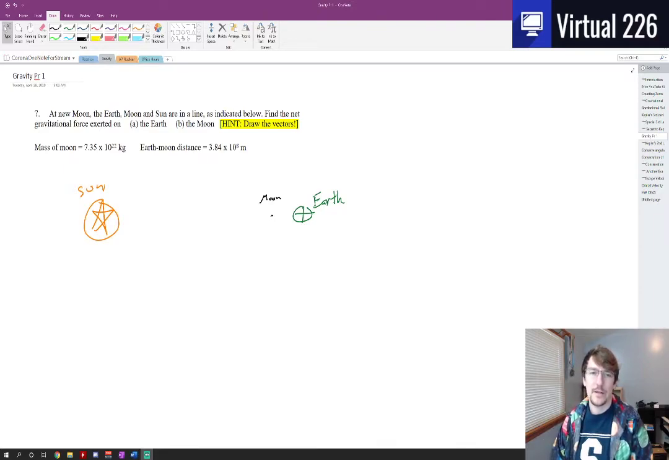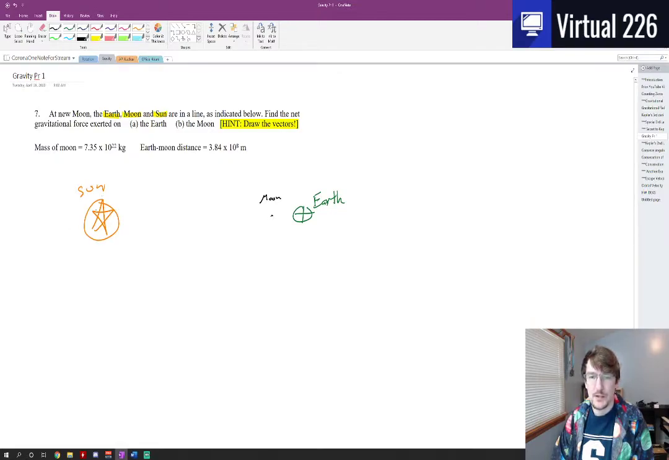Okay, what we're going to be looking at here is a quick little practice problem for some gravitational forces. We're going to look at how the moon, Earth, and the sun have gravity acting on each other, and what that gravitational attraction would be given a setup like this.